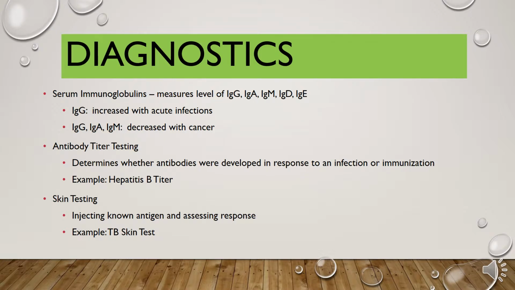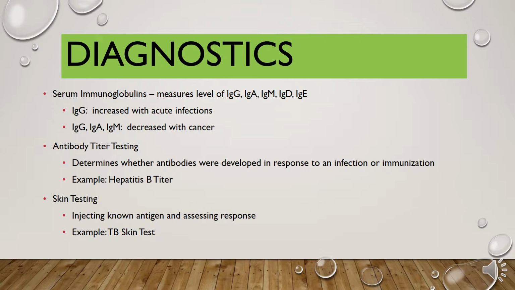A couple diagnostics that you'll need to know for the immune system. Serum immunoglobulins, these are measuring the level of the IgG, IgA, IgM, IgD, and IgE. IgG will be increased with acute infections, and IgG, IgA, and IgM will be decreased with cancer.